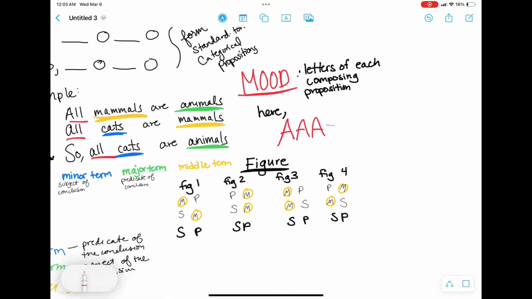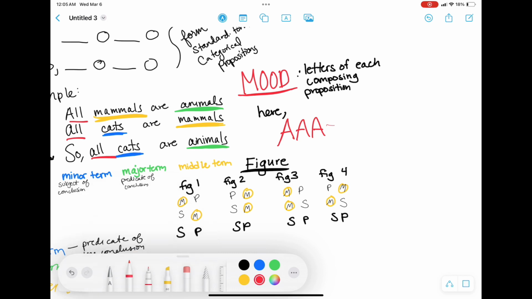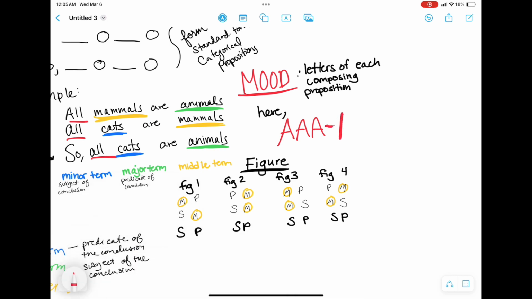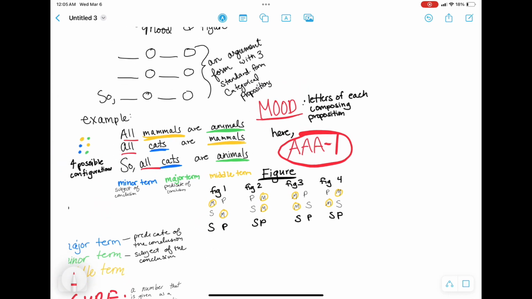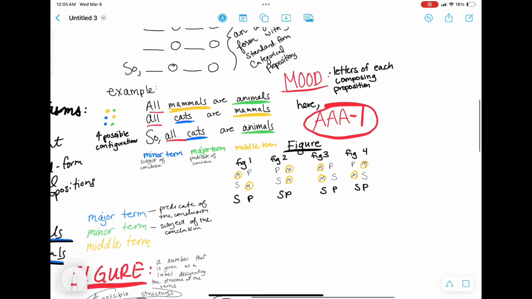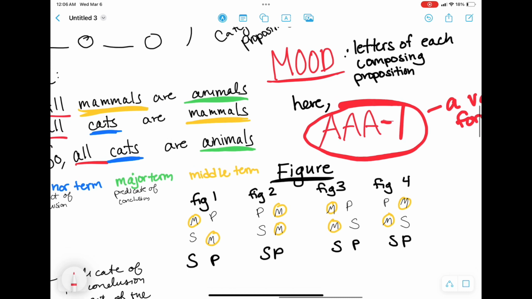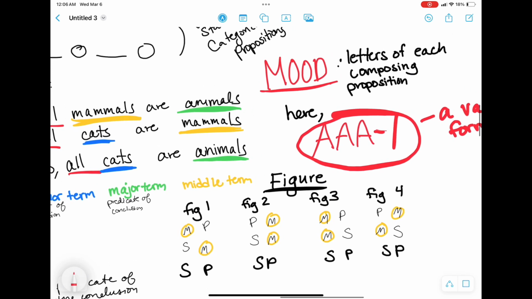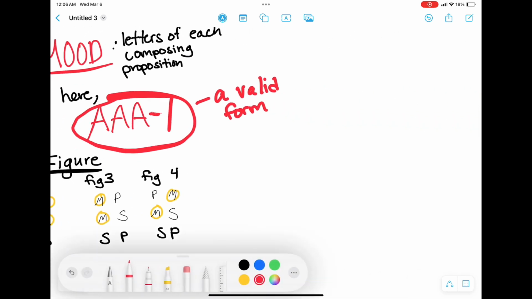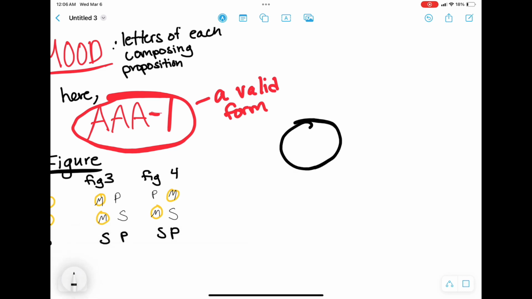So for me, it's tough to commit to memory which figure is which, so I have to kind of redraw that out every time. So here, if we look, we see that the middle term is diagonal left to right. That is related to figure 1. So we have an AAA-1 syllogism, which is a valid form. And how do we know that it's valid? This one, you might be able to intuit that it's valid, but what if you can't? How do we tell? One way to look is to diagram it out.